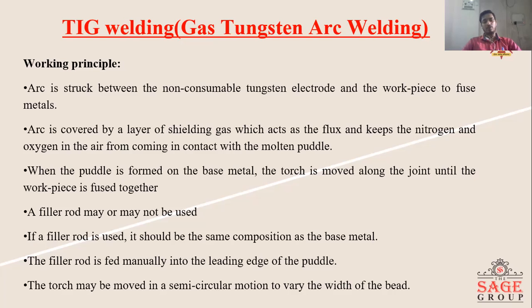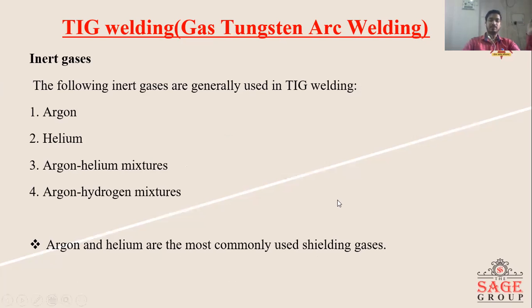When the puddle is formed on the base metal, the torch is moved along the joint until the workpieces are fused together. A filler rod may or may not be used. If the filler rod is used, it should be the same composition as the base metal. The filler rod is fed manually into the leading edge of the puddle. The torch may be moved in a semicircular motion to vary the width of the weld. So this is the working principle of TIG welding.